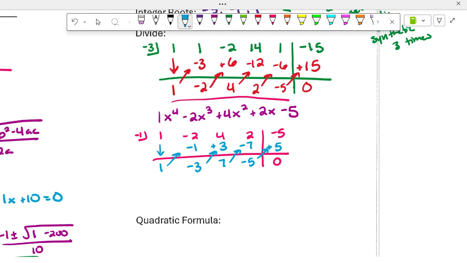Okay. Now, since our previous one was degree of 4, what should our degree be for this function?